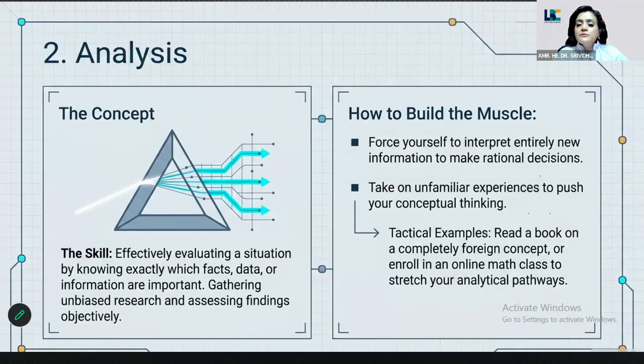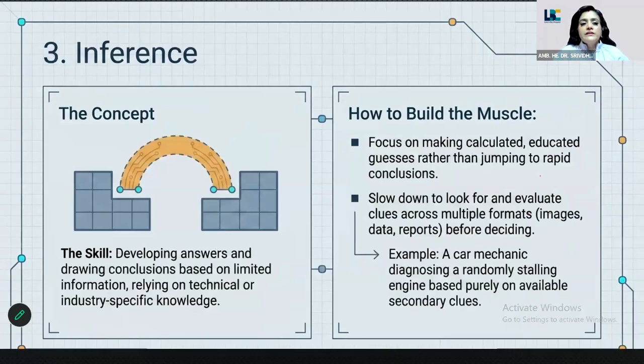Take on unfamiliar experiences to push yourself for conceptual thinking. An example is reading a book on a completely foreign concept, or enrolling in an online math class to stretch your analytical pathways. Analytics means you should start working on your own so that you are able to apply, and when you apply, you will arrive at the analytical data. So you have to give more examples and work assignments of that kind, working on an individual basis, but under very superficial guidance.